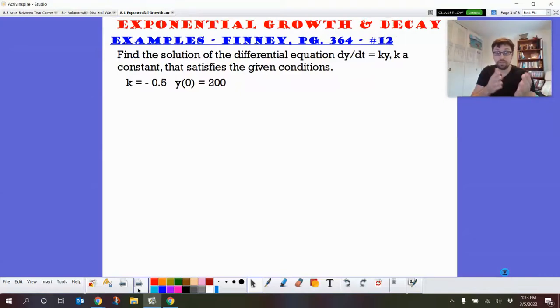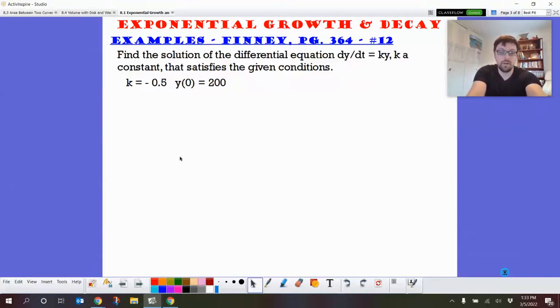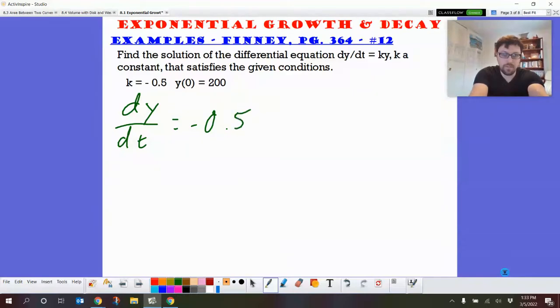We've got the differential equation, just like we had before. We know what k is, and we know what our initial condition is. So let's see where those things come from. If we plug in k, we get dy over dt equals negative 0.5 y. Oops, because there's a y there.